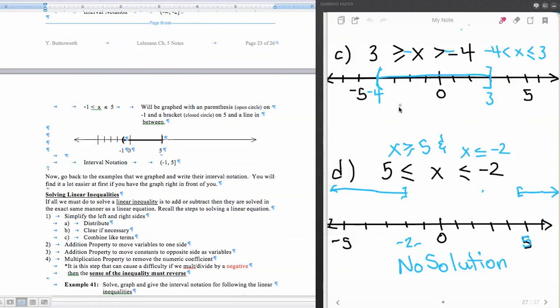And then our next one, we have on the left-hand side a negative 4, and then it is not included, so a parenthesis around it. Where does it go up to? It goes up to positive 3. We'll put a bracket around that because it is included, and there's our interval notation. This one, there is no interval notation for no solution. That's the best we could do, or we could just write no solution.